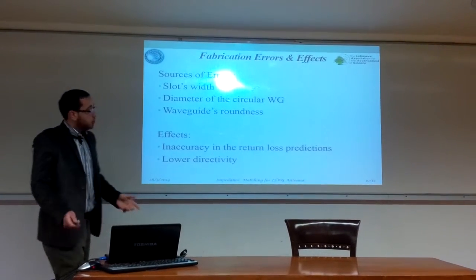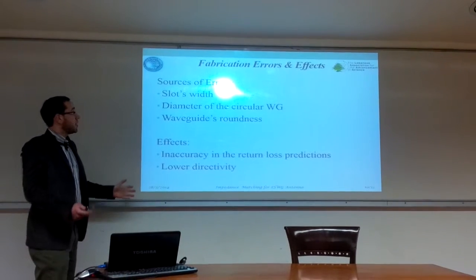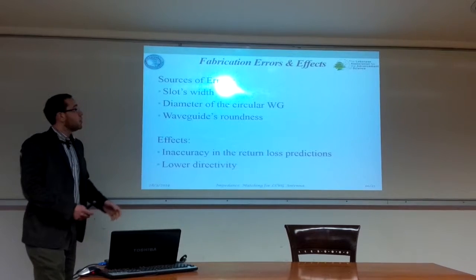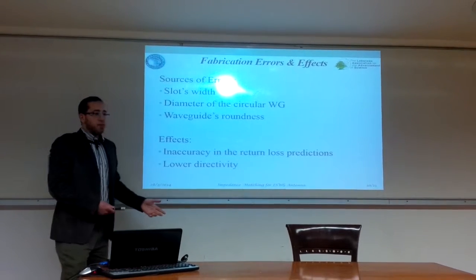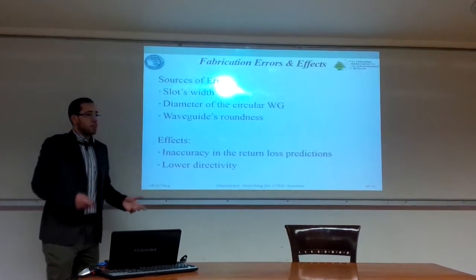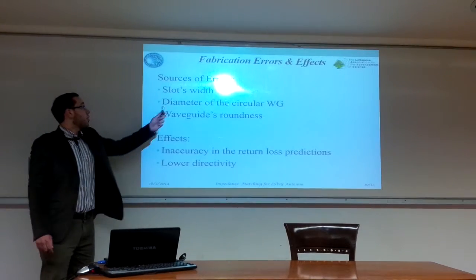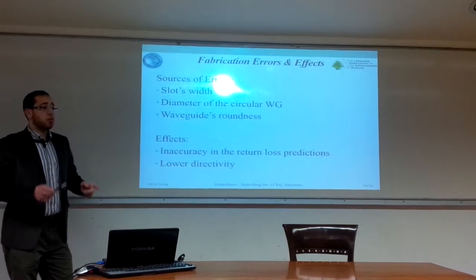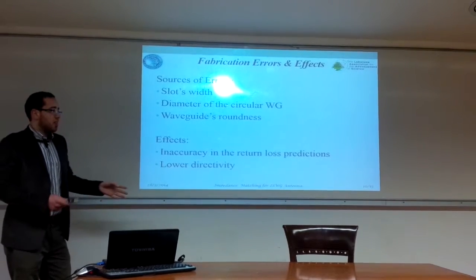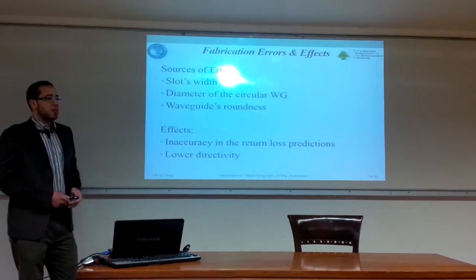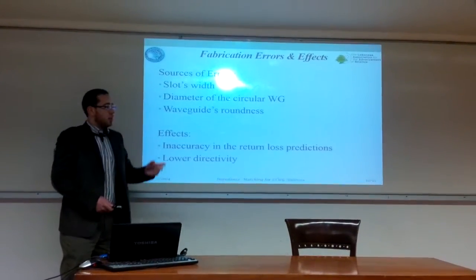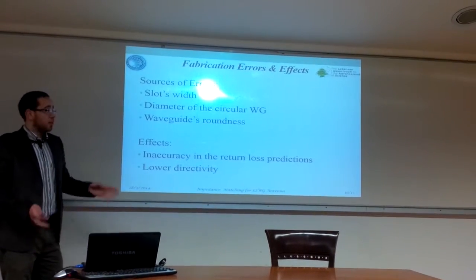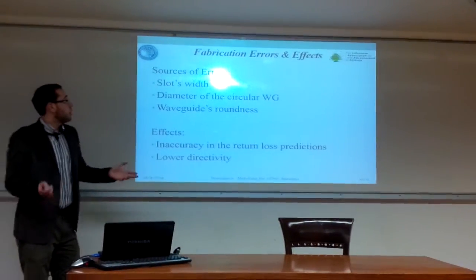Okay, so we first did the study, then we were going to use the antenna, so we designed it and fabricated it. When we deal with fabrication, we have fabrication errors and effects. The source of errors was the slot width. The width of the slot was supposed to be 2.3 millimeters, but when we did it manually, it was very hard to achieve this dimension. So instead of 2.3, it was almost 3.3. So this affected the loss.